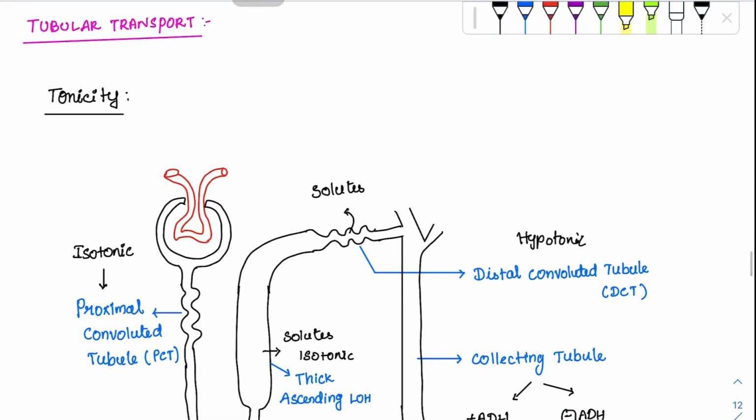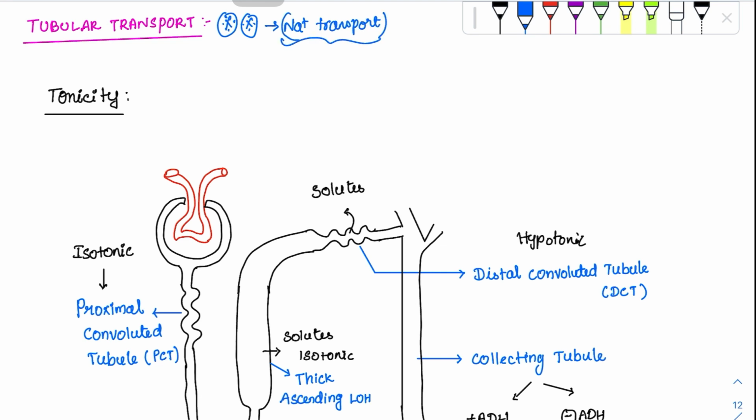Now coming to the next important part, this is the most important part in case of the renal system, that is the tubular transport. Tubular transport of various substances we will study. Out of them, the sodium transport is very important. So we are going to pay more attention to the sodium transport.